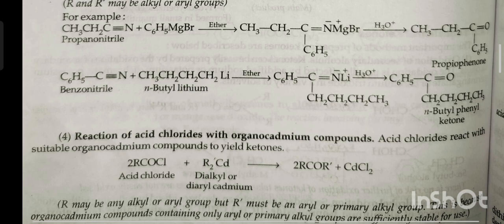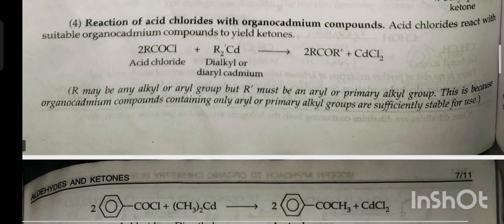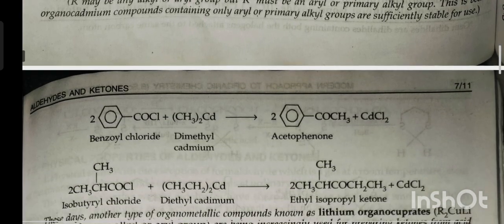Fourth, reaction of acid chloride with organocadmium compound. Acid chloride reacts with suitable organocadmium compound to yield ketones. Acid chloride plus dialkyl or diaryl cadmium gives ketones plus cadmium chloride. R may be any alkyl or aryl group, but R dash must be any aryl or primary alkyl group. This is because organocadmium compounds containing only aryl or primary alkyl groups are suitable for use. Benzoyl chloride plus dimethyl cadmium gives acetophenone.